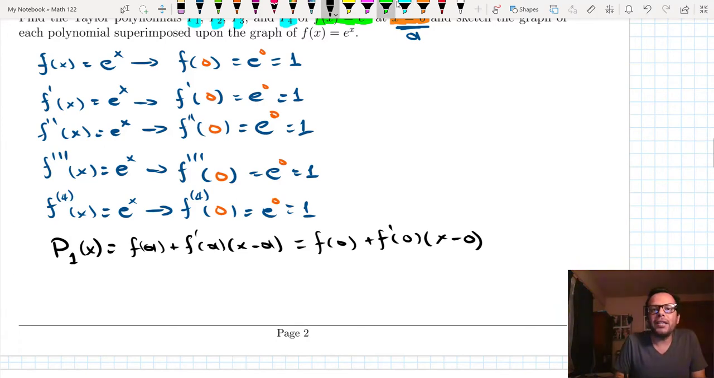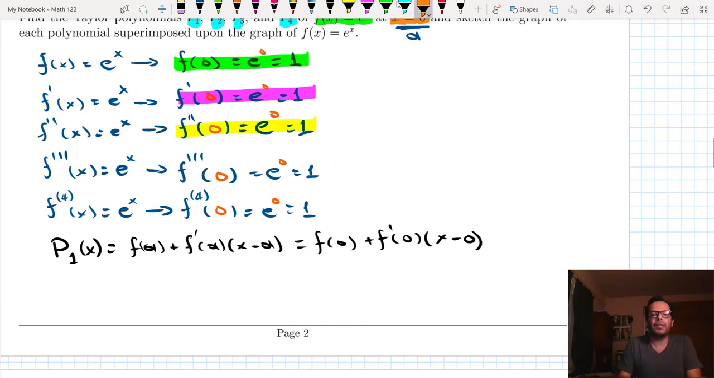All right, let's use highlighters just so we can denote where everything is coming from. Okay, I will highlight f of 0 with green, f prime of 0 with purple, f double prime of 0 with yellow, f triple prime with orange, and the fourth derivative evaluated with blue. Okay, so in this case we are going to use these coefficients. In this case, this will come from the green and this will come from the purple.